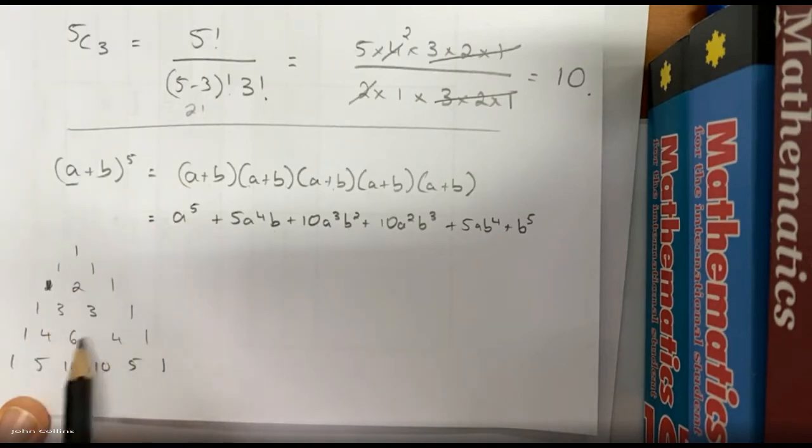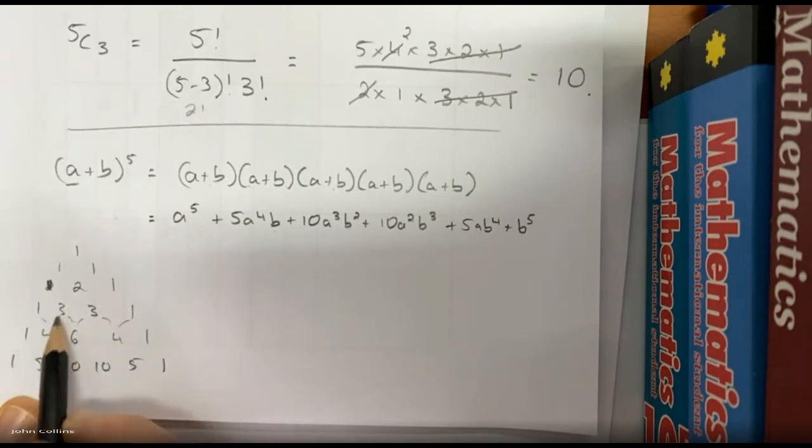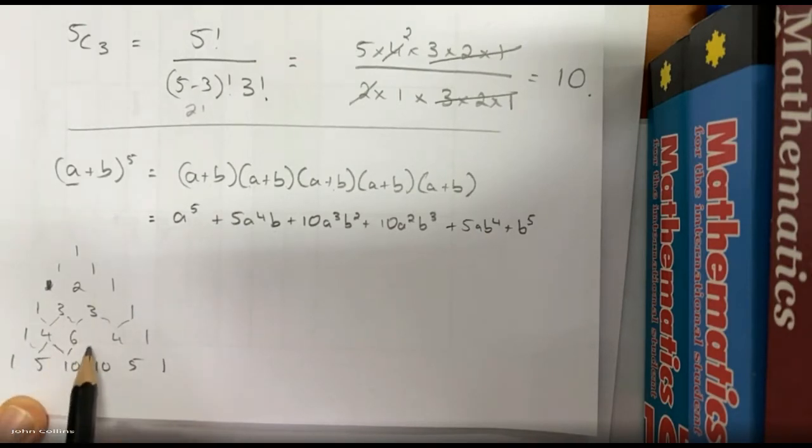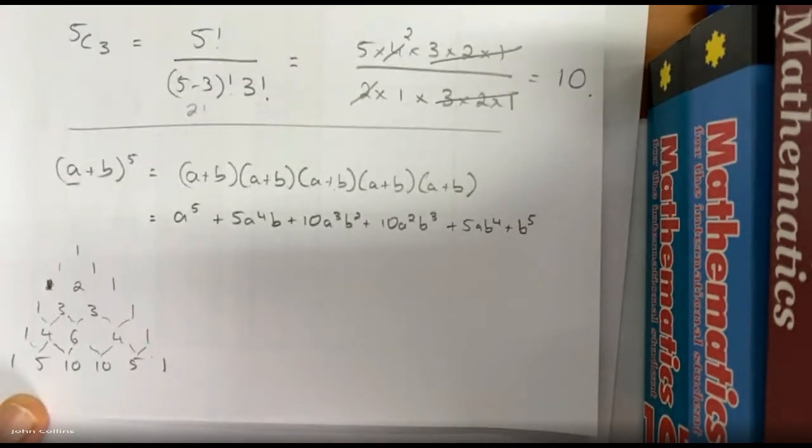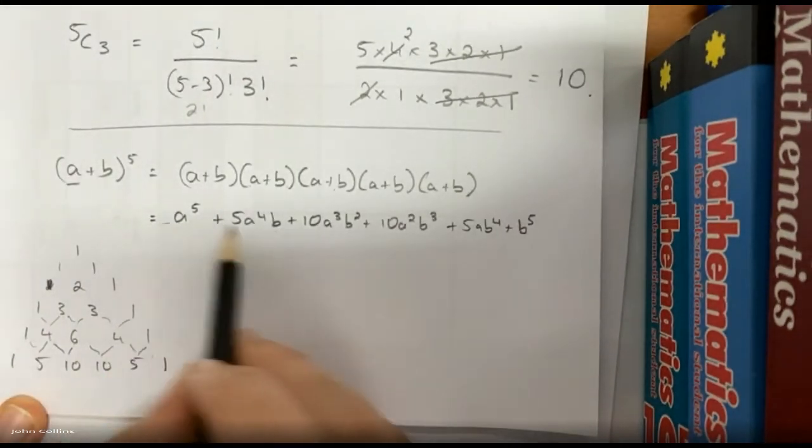If you want to get the next line, you just add 3 plus 3 to get 6, 3 plus 1 to get 4, and 1 plus 3 to get the other 4. And then 1 plus 4 gives 5, 4 plus 6 gives 10, 4 plus 6 gives 10. Okay, so it worked like that. And there's 1 on the outside. Okay, and that was our coefficients here.